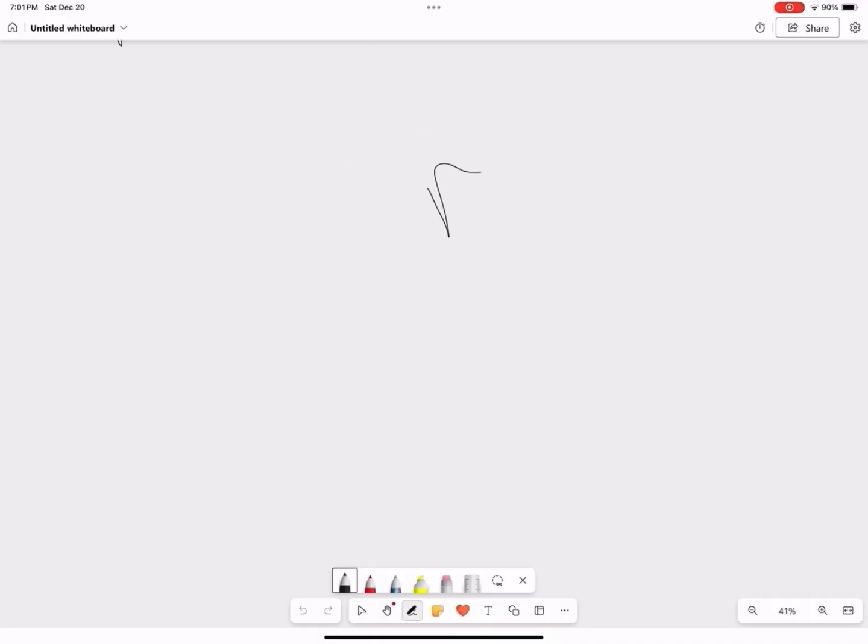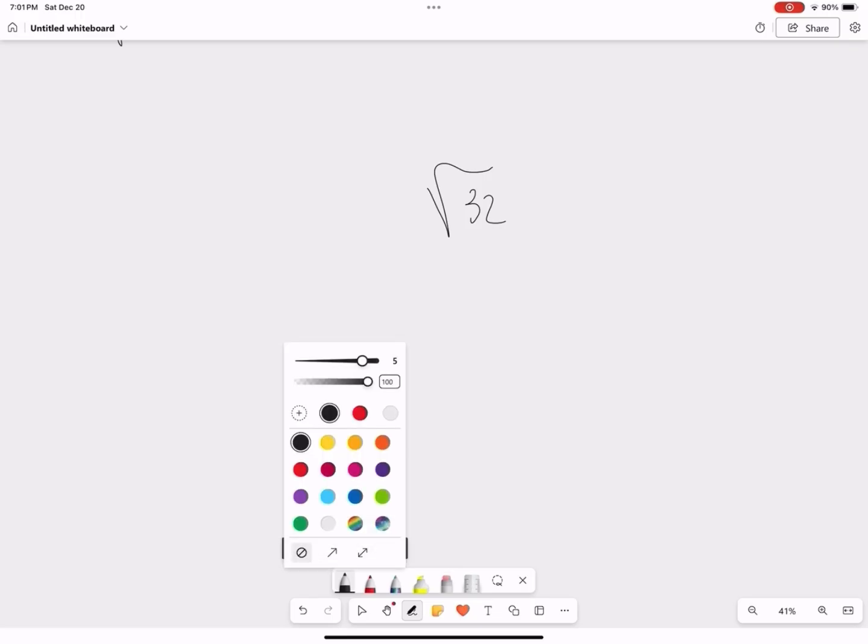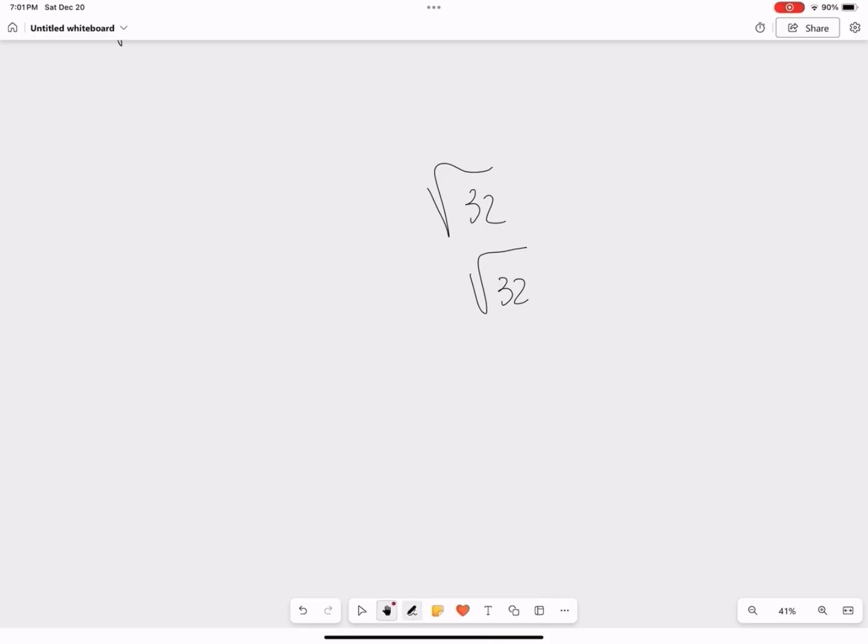Square root of 32. What is the square root of 32? We don't know, because there are no identical numbers that multiply to give us 32. There's no 8 times 4, those aren't identical. 4 times 6, those aren't identical. 12 times 2, those aren't identical.